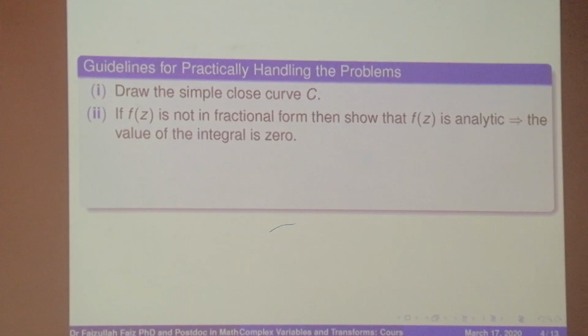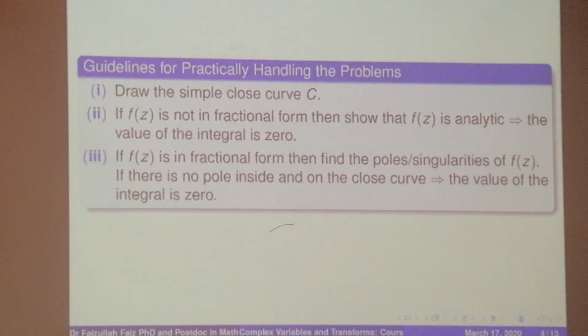The third one is that if the function f of z is in fraction form, then what do we have to do? In that case, we have to find the poles of the function.